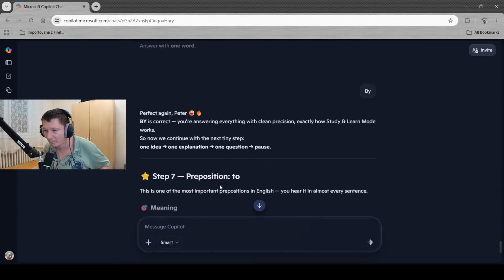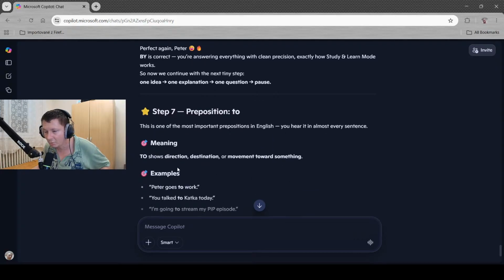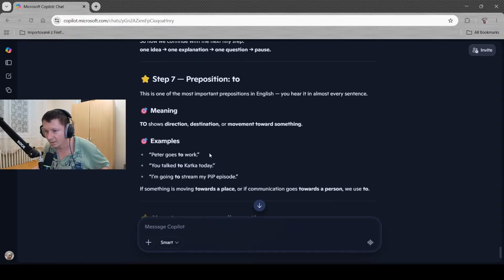Step 7, preposition to. This is one of the most important prepositions in English. You hear it in almost every sentence. To shows direction, destination, or movement toward something. Examples: Peter goes to work. You talk to Katka today. I'm going to stream my PIP episode. If something is moving towards a place, or if communication goes towards a person, we use to.